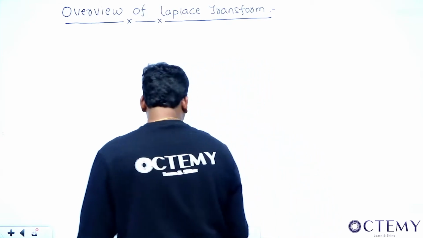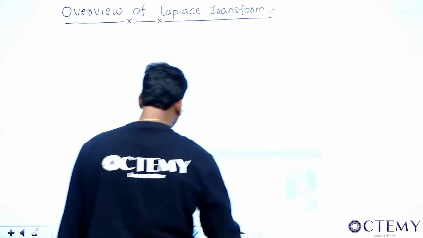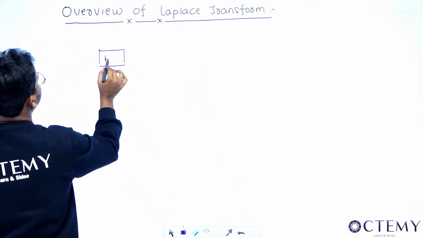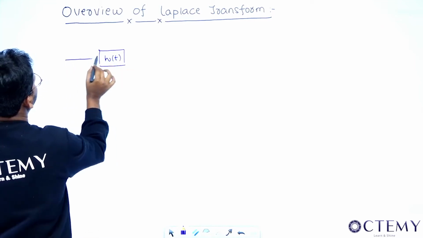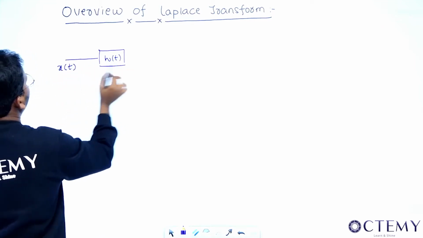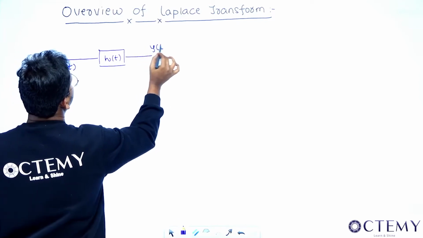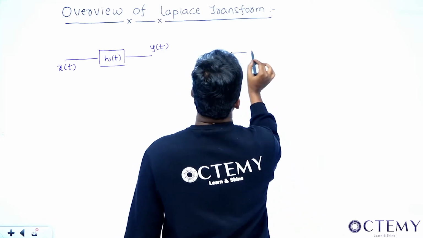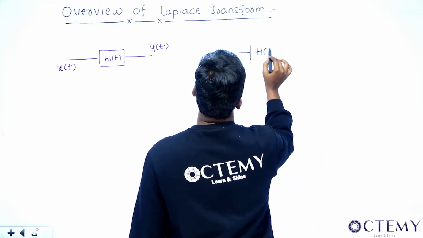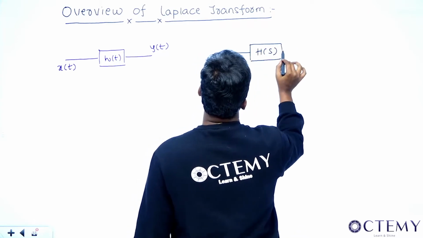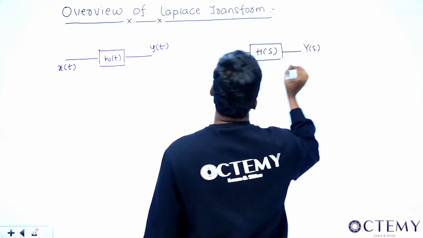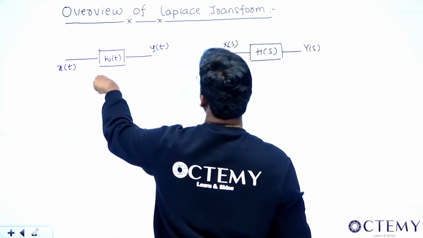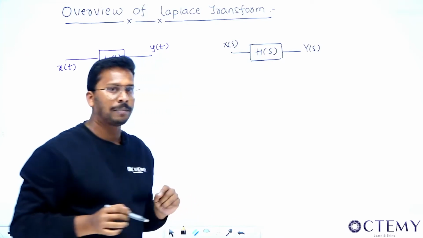To start with, assume you have a small system like this, whose impulse response is h of t, the input is x of t and the output is y of t. This is in time domain. Now if I show the same thing in Laplace domain, this will become H of s, this will become Y of s and this will become X of s. Generally we use small letters in time domain and capital letters in Laplace domain.